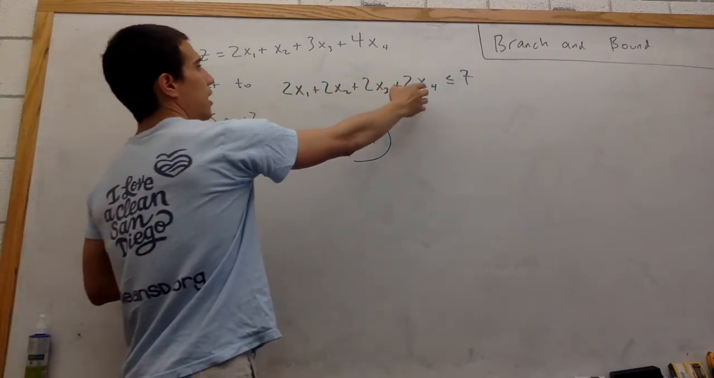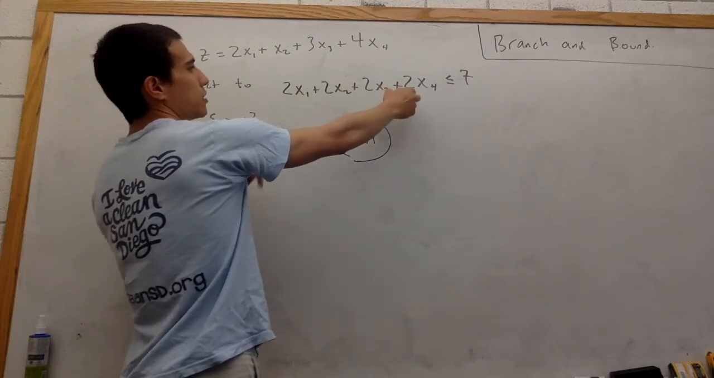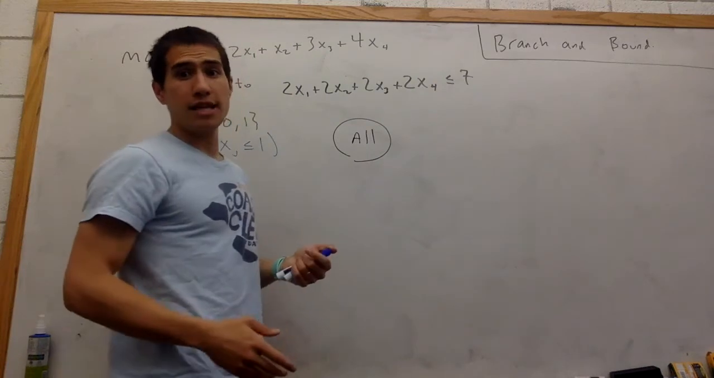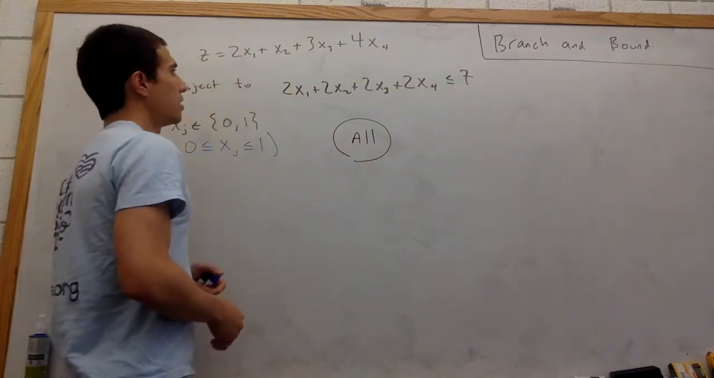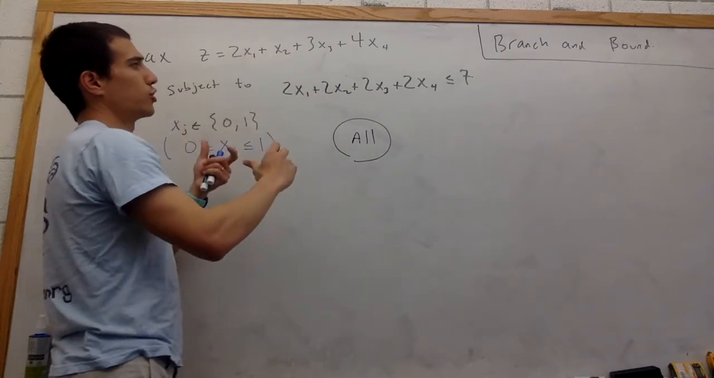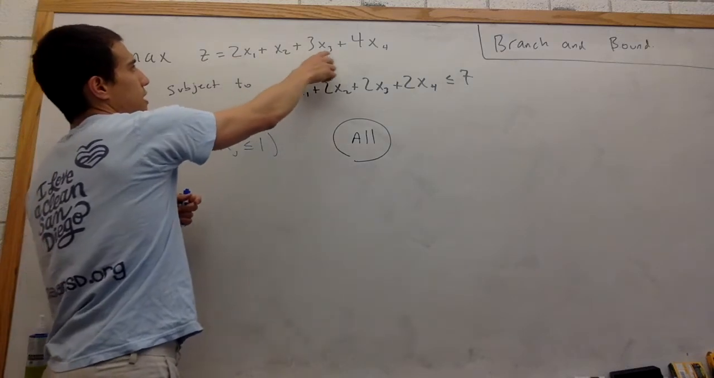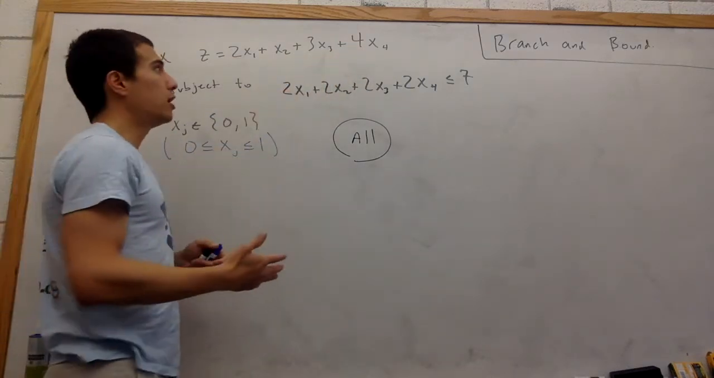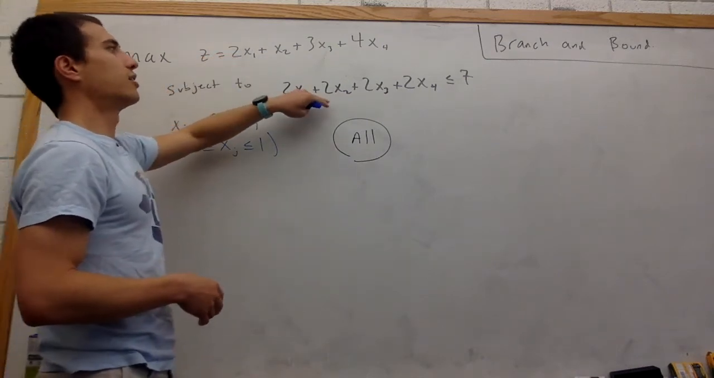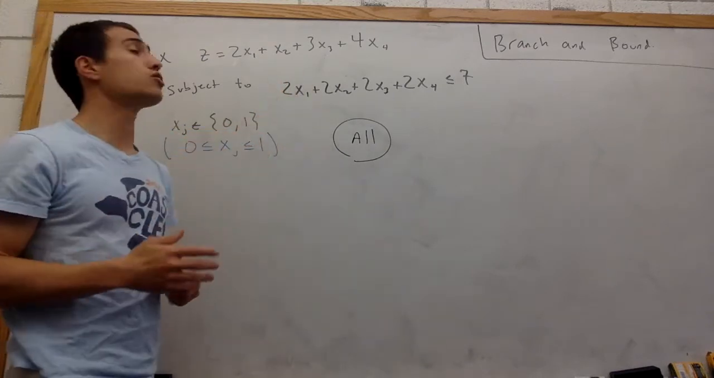All of the variables, increasing them, contribute the same amount to this left-hand side, and we need this left-hand side to be less than or equal to 7. So we should look at the objective function and see which variable we should increase. It's clear that we should increase the ones that have the largest coefficient, because they're giving us the most value in our objective function and hurting us the same amount in this constraint. All the variables are acting the same in this constraint.